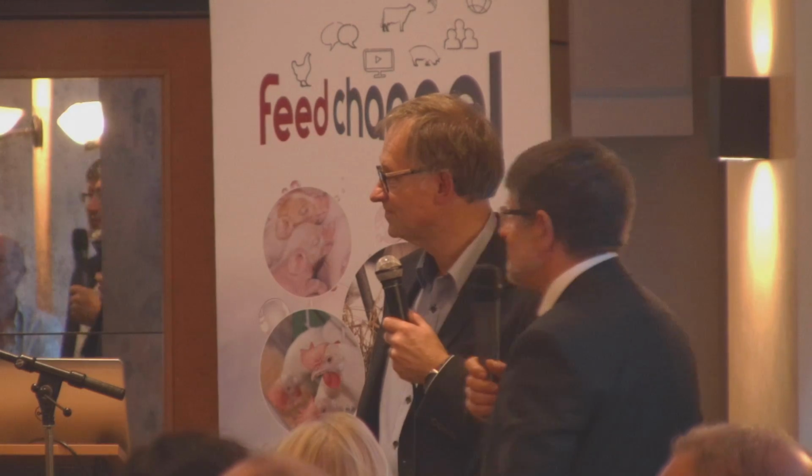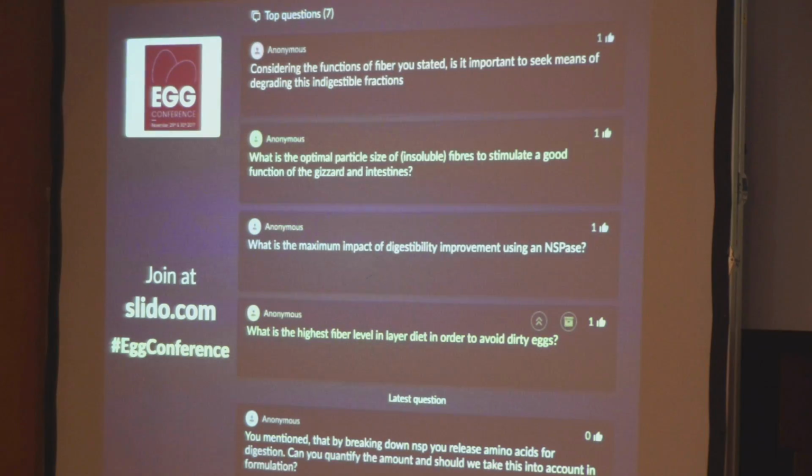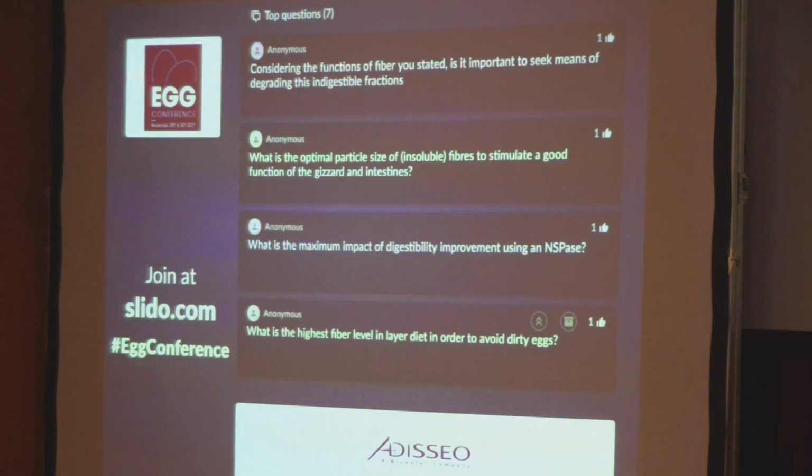Another question: what is the optimal particle size of fibers, talking about feed processing, to stimulate a good function of the gastrointestinal tract and the gizzard in particular? It shouldn't be too fine, I'm pretty much sure.